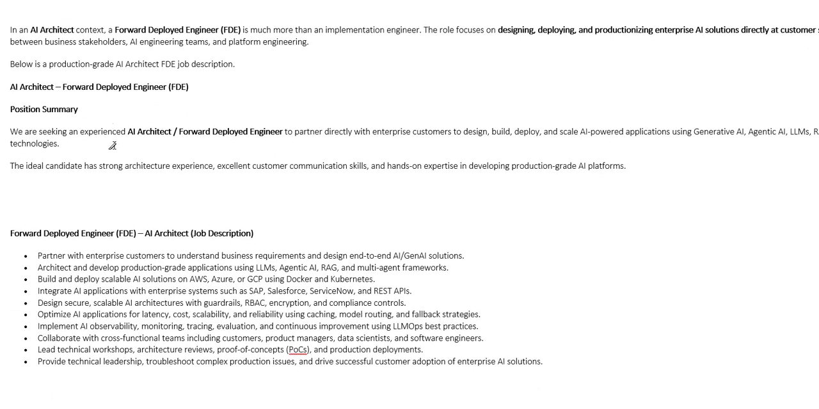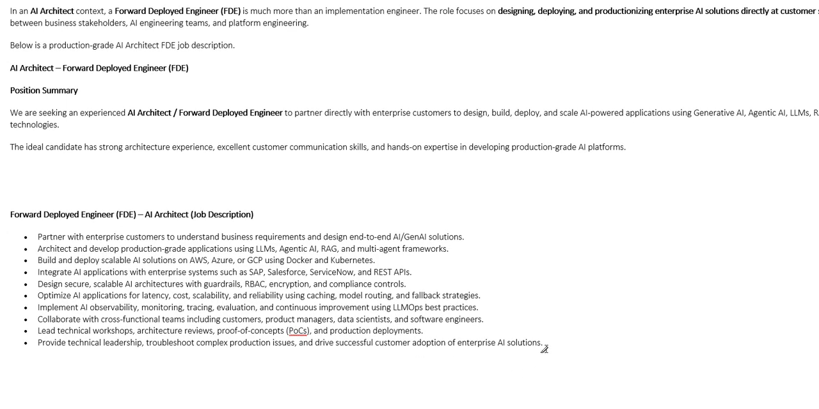So here are a few JDs for forward deployed engineer. He's like an architect-level role, as the JD says. We saw recently on one of the job portals a forward deployed engineer job description. He partners with enterprise customers to understand business requirements and design end-to-end AI-generated solutions.